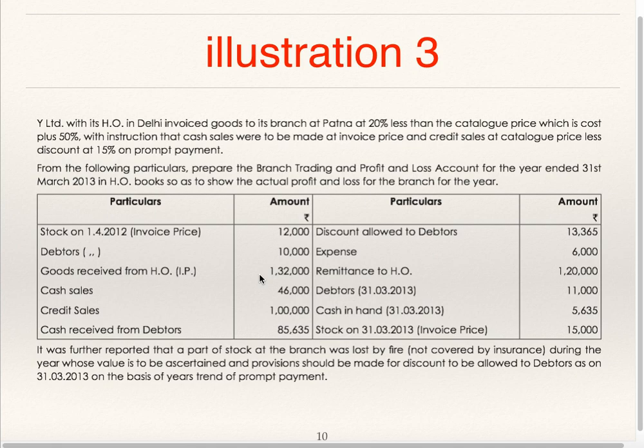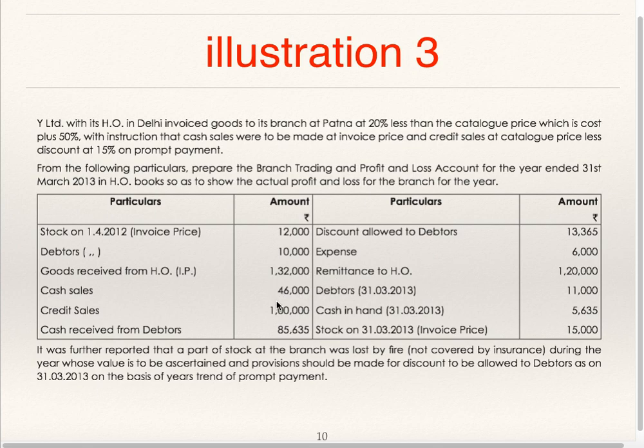Goods received from head office at invoice price, cash sales. Credit sales: cash sales at invoice price, credit sales at catalog price. Cash received from debtors, discount allowed to debtors. It is to be debited to profit and loss. Expenses to be debited to profit and loss. Remittance to head office. Closing debtors, closing cash in hand, closing stock at invoice price, it is to be recorded at cost price.